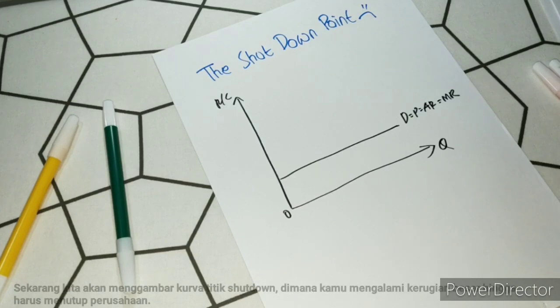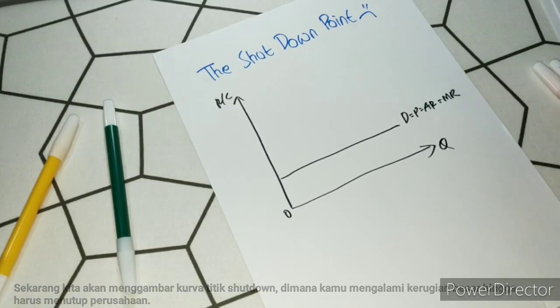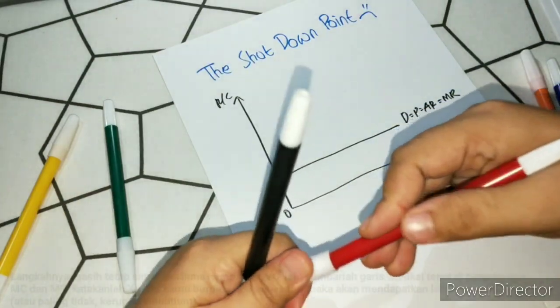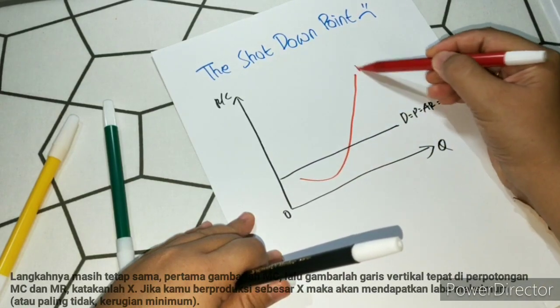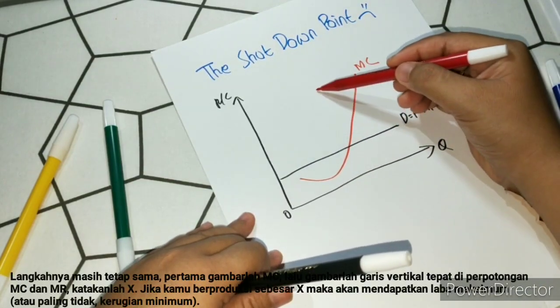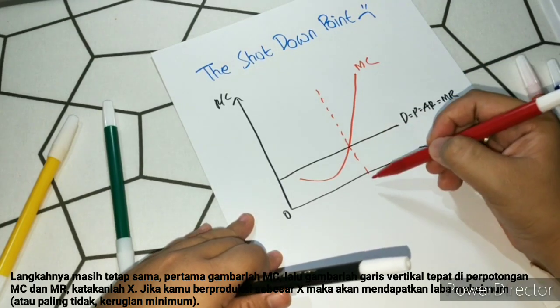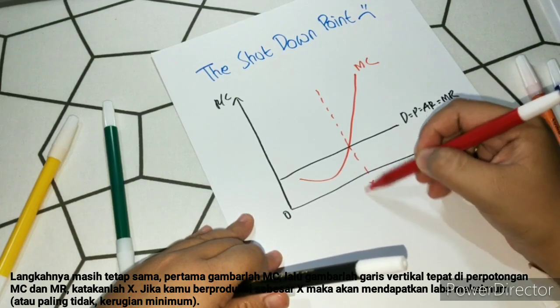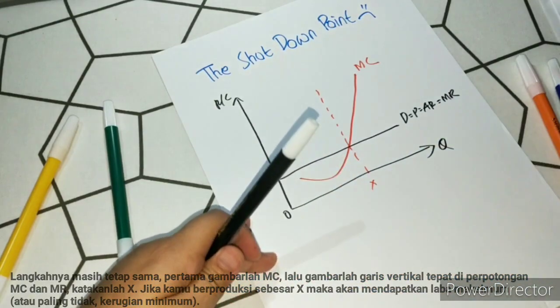Okay, now we're going to draw the shutdown point. This is the point when you get a big loss until you cannot continue the production in your company, or you have to shut down your company. Okay, first the steps are the same as before. You draw the marginal cost first, and you draw the vertical line at the crossing of marginal cost and marginal revenue. And let's say this is X here. So if you produce at this point, you will get the maximum profit if you get a profit.